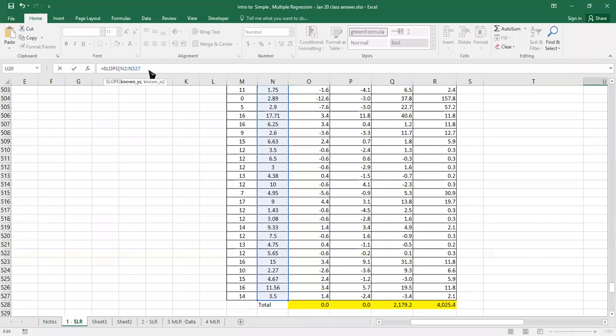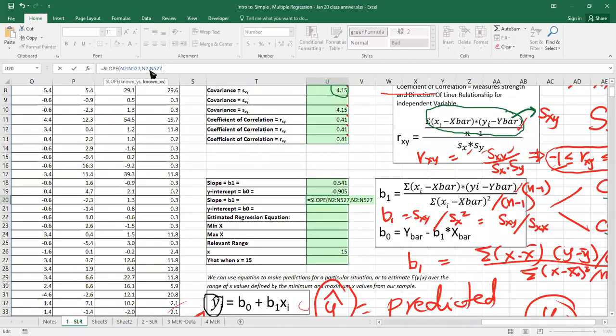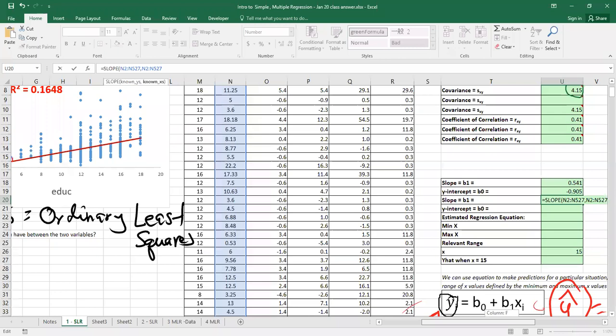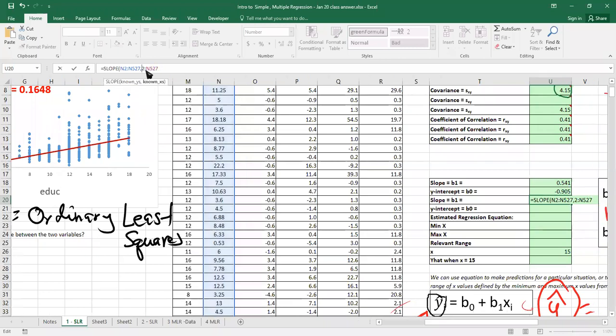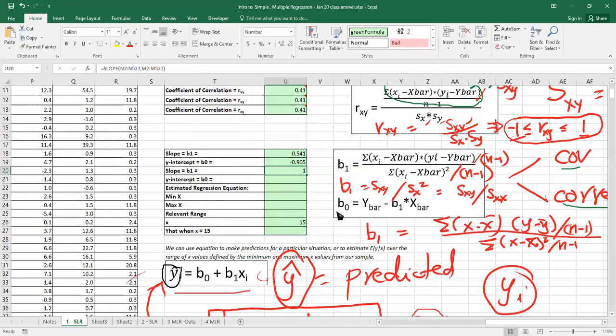Tapos yung x natin is kinopy ko lang siya, papalitan ko lang para hindi na ako mag-drag down. Okay? So, known y's, it's in column n, known x's, column m. So that's our formula. Slope, okay, Control Enter. So let me just increase. All right.